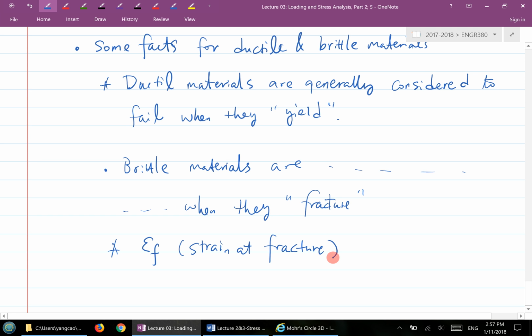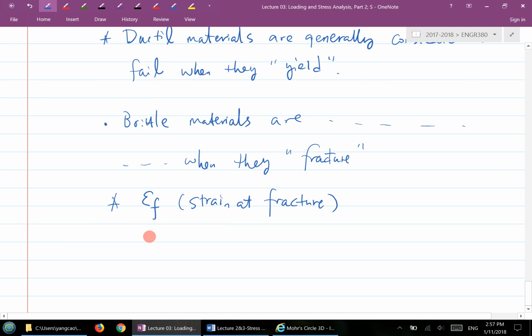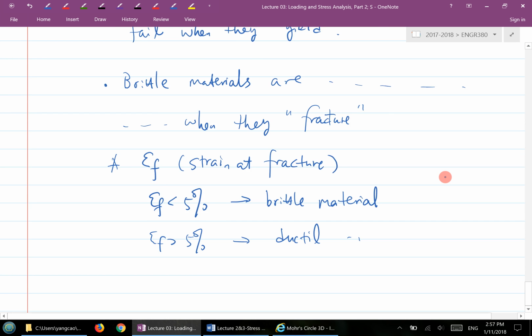This quantity is used to differentiate between ductile and brittle material. If this value is less than 5%, it is basically a brittle material, for example, cast iron, right? That's a typical one. If this value is greater than 5%, then we consider this a ductile material, okay? Like any carbon steels. It's another one.